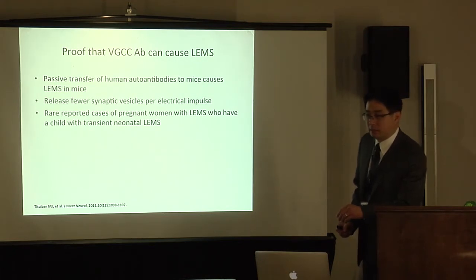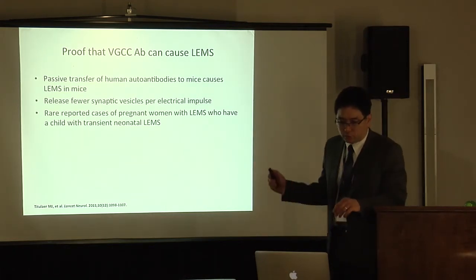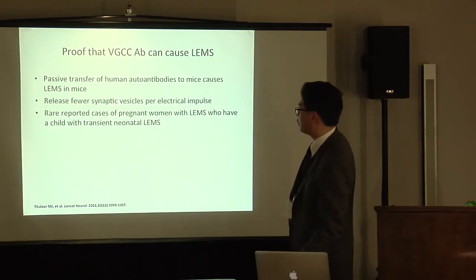Transient antibodies. Now, the mother is making the antibodies. The baby is not making the antibodies. So after the baby is born, the baby will have LEMS until the antibodies disappear from the baby, which will eventually happen after a month or so. Okay, but that's very compelling that it can be transferred through the blood in animals and even from mom to baby. And we see this in other diseases as well.